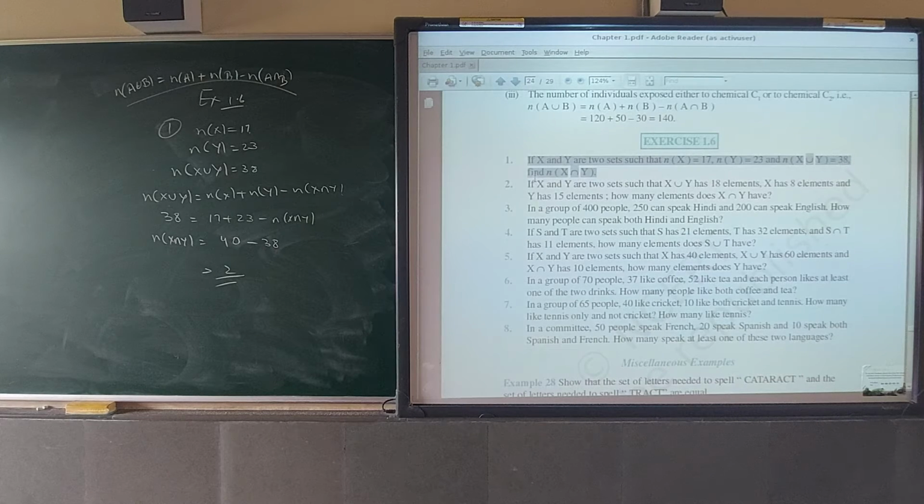Now second question. If X and Y are two sets such that X union Y is given, n(X) will be given as 8 elements and Y will be given as 15 elements. You have to find the intersection one. Same question that we did right now. Second one will be your homework question. Now third one: in a group of 400 people, 250 can speak Hindi and 200 can speak English. How many people can speak both Hindi and English? Okay, this one I will do. Second question will be homework.